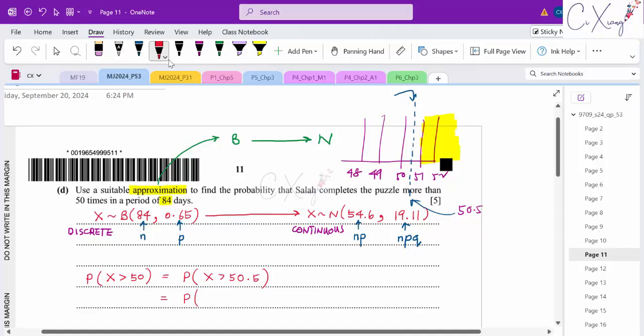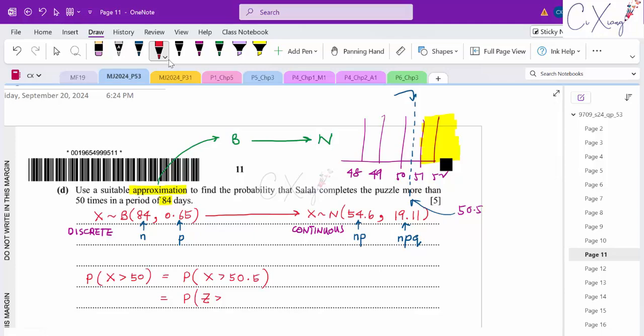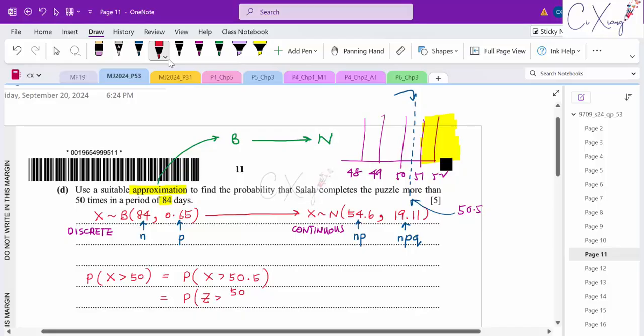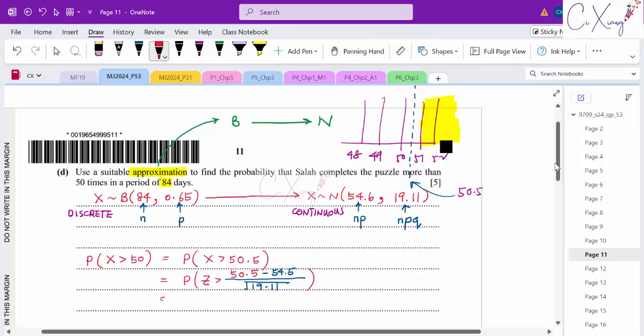Since we already changed to normal, right? To calculate the probability, we should use the z. We have to use the normal distribution table. Therefore, we have to standardize it to become z. So minus the mean, divided by the standard deviation. 19.11 is the variance, so I have to take the square root of 19.11 to get the standard deviation. Please stay on this part. After that, I will have z greater than negative 0.938.